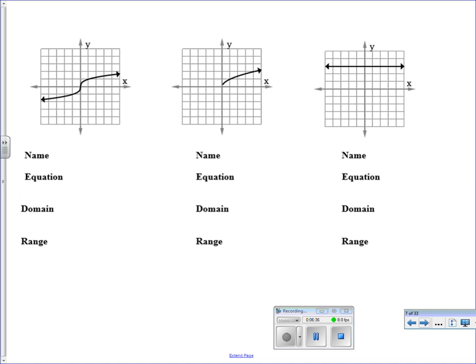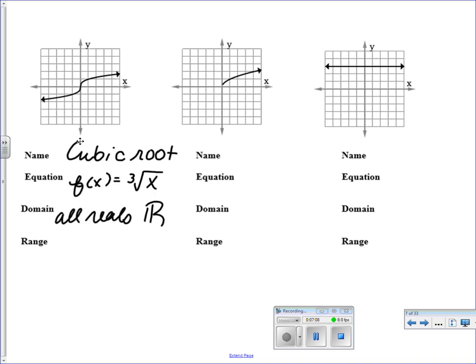Okay, the next one. Anybody think they know what the graph of that is? Nothing? That's a cube root. We have f of x is equal to the cube root of x. Is there any x that I can put in that's going to mess up a cube root? No. So domain's going to be all reals. And you can get negatives coming out, so the range is all reals. You'll get positive numbers and negative numbers, so that will be fine.